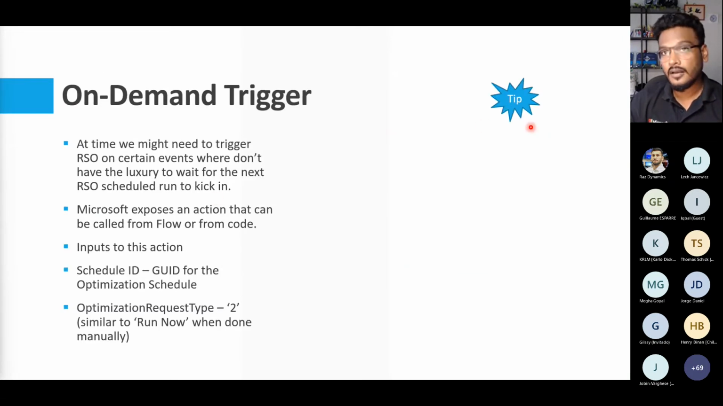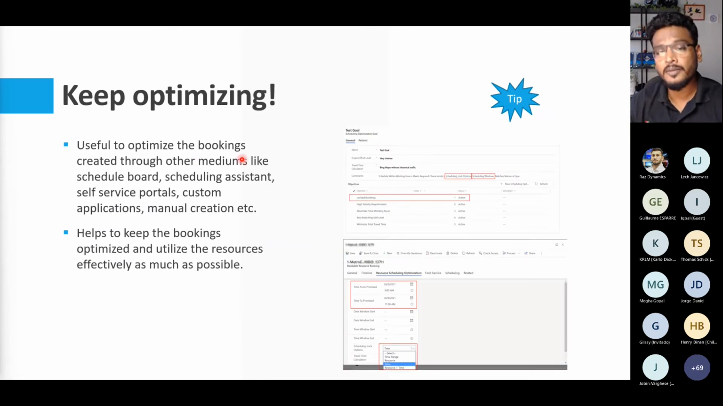And a pro tip I found, with the help of some good friends, is that it can also be triggered on demand. You can use Power Automate or any C# code to trigger it whenever you require. Another pro tip: keep optimizing. As I said before, don't just stop once the job is scheduled. Keep optimizing until you find the best person to do the job, so that your organization saves lots of cost.